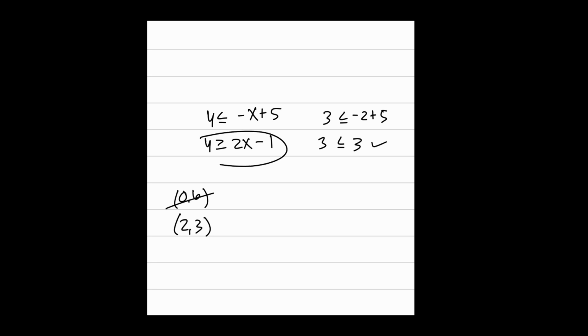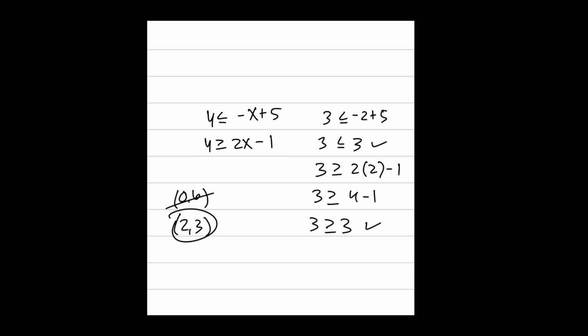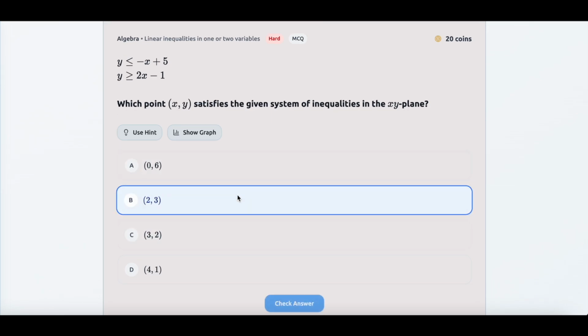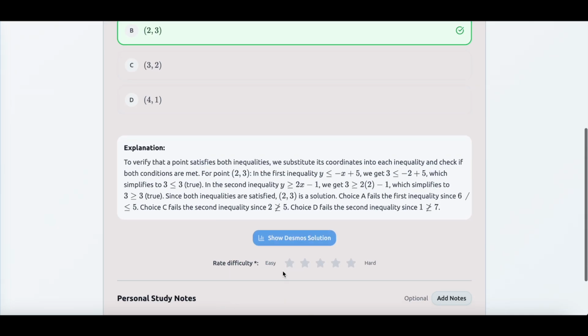Let's try the second one. Y is greater than or equal to 2x minus 1. 3 is greater than or equal to 2 times 2 minus 1. 3 is greater than or equal to 4 minus 1. 3 is greater than or equal to 3. That works, right? So that would be our answer. We can go with (2, 3) because that one satisfies both inequalities. So we can select B, and we can see that that's correct.